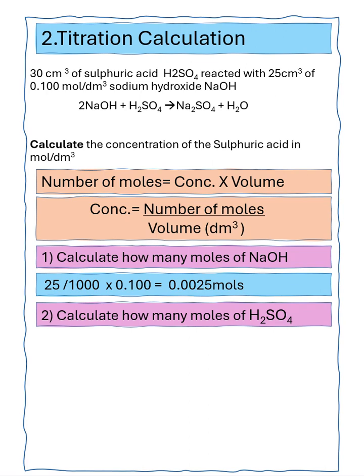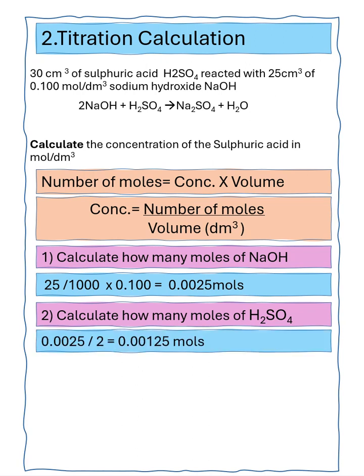We can then calculate how many moles of sulfuric acid. Looking at the equation, we've got 2 moles of sodium hydroxide to every 1 mole of sulfuric acid, so we need half the number of moles of sulfuric acid. So we divide the moles of sodium hydroxide by 2 to give us 0.00125 moles.